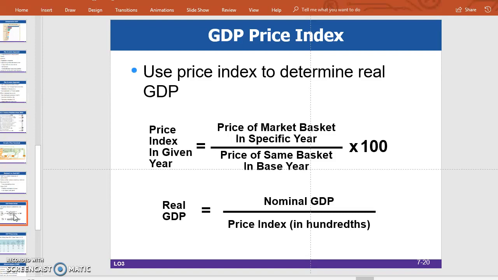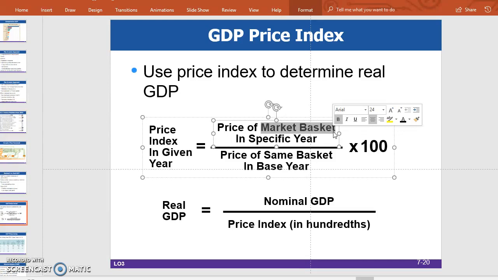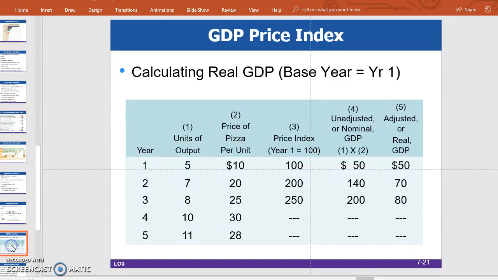So, price index in a given year. I also want to discuss this market basket a little bit more before we move on. This market basket is a collection of goods and services. We compare the cost of buying that basket in the specific year divided by the cost of buying the same market basket in the base year. And then it will be what? The price index in the given year, right? Okay.